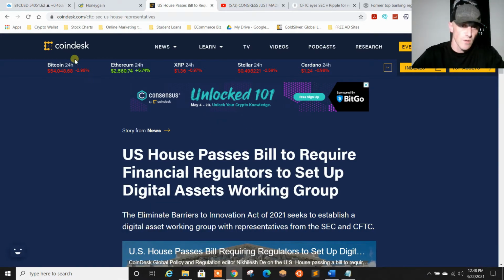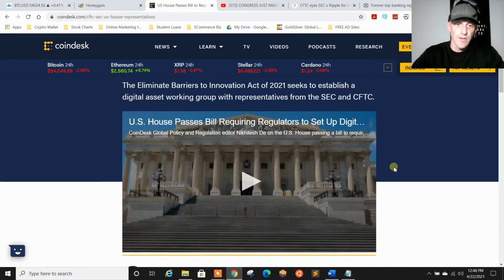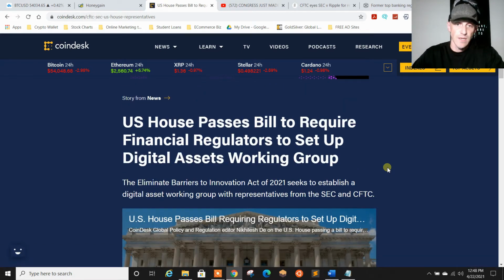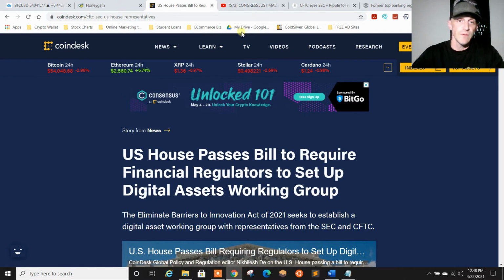This was an article that came out on CoinDesk as of yesterday. The U.S. House passes a bill to require financial regulators to set up a digital assets working group. Check that out, guys. So this is now in the hands of Congress, and the bill is being passed for setting up a digital assets working group for financial regulators. I'm not going to read through this article. I'll leave a link in the description so you can go read it for yourself.